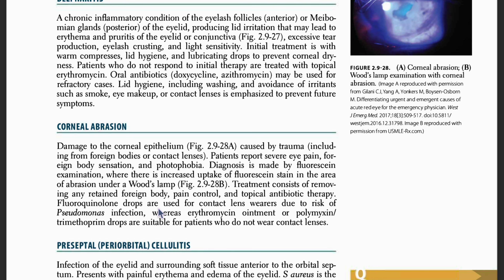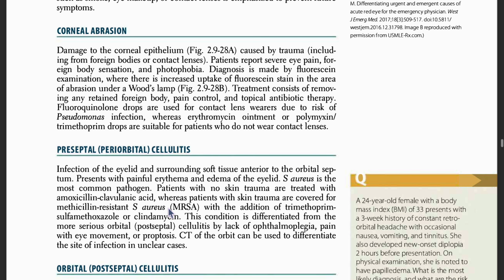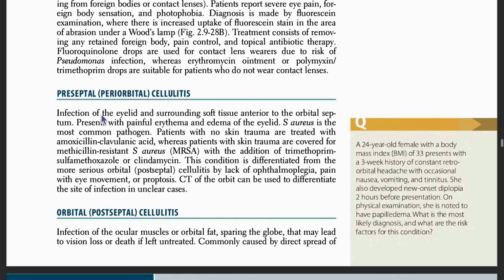Fluoroquinolone drops are used for contact lens wearers due to risk of Pseudomonas infection, whereas erythromycin ointment or polymyxin trimethoprim drops are suitable for patients who do not wear contact lenses. Okay, so Pseudomonas for contact lens wearers.